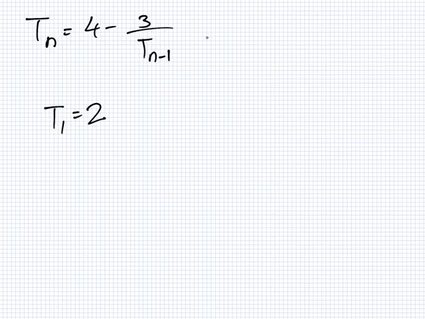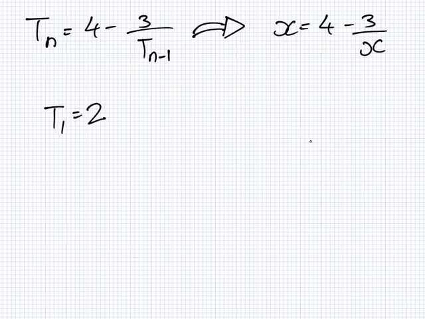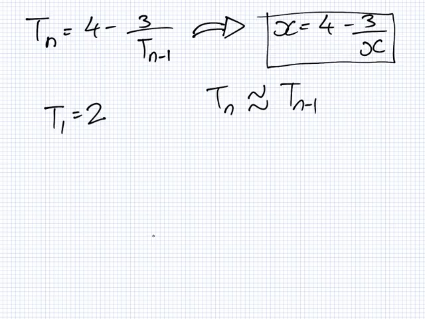So what you can do is you can change this into this formula. Because when it's near the limit, Tn and Tn minus 1 should be about the same. So this formula can help you find the limit. So one more time, when it's near the limit, the neighbours will be nearly the same and they will be equal to the limit, as we saw on the calculator. So let's solve this now.